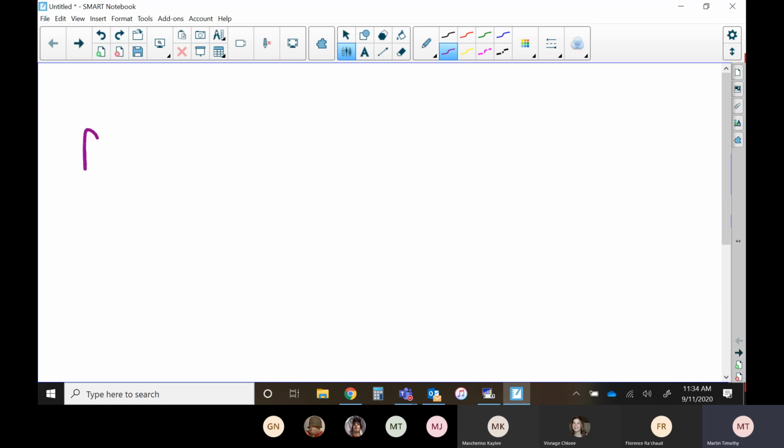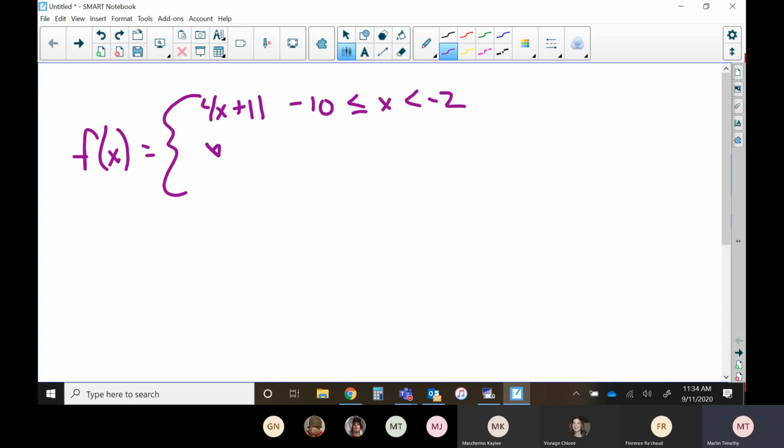So here we go. F of x equals 4x plus 11, for negative 10 less than or equal to x less than negative 2; x squared minus 1, for negative 2 all the way to 2; and finally x plus 1, from 2 all the way to 10.